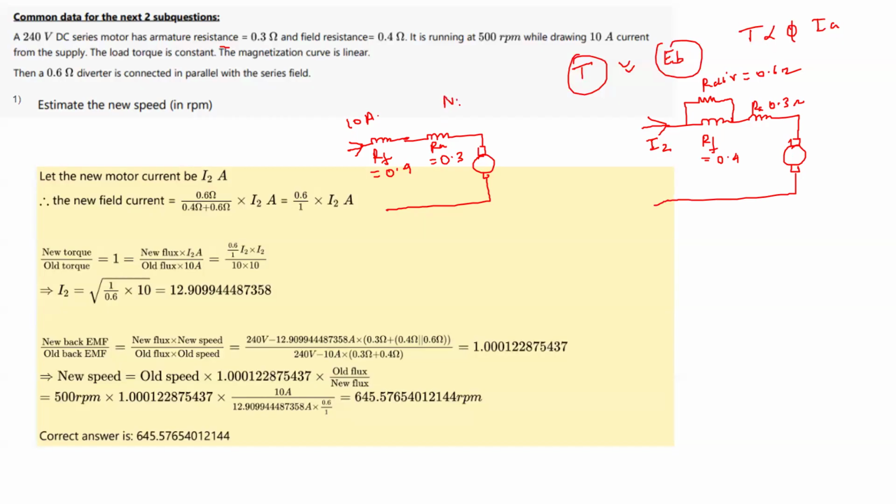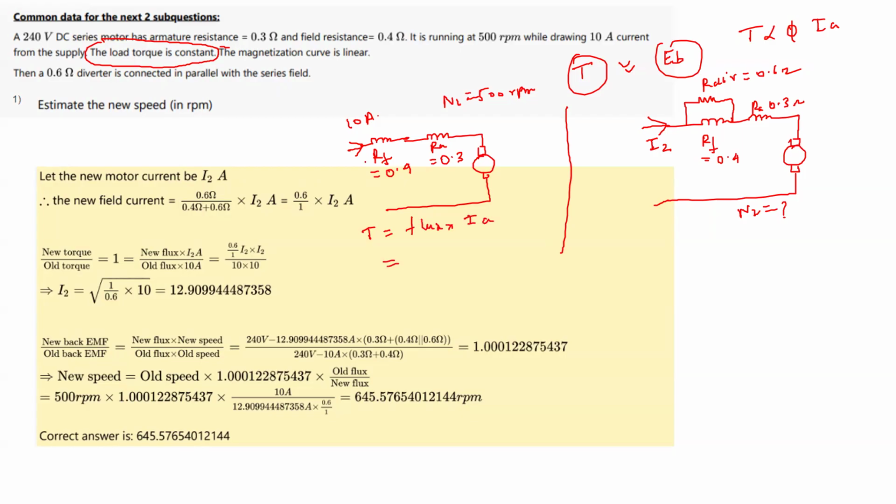So old speed N1 is 500 RPM. Now we have to find out N2. As I said, we will be using two equations, the torque equation first. They are saying the load torque is constant, meaning the torque in the first case and in the second case remains constant. So in the first case, what is the torque? Torque is proportional to flux into Ia.